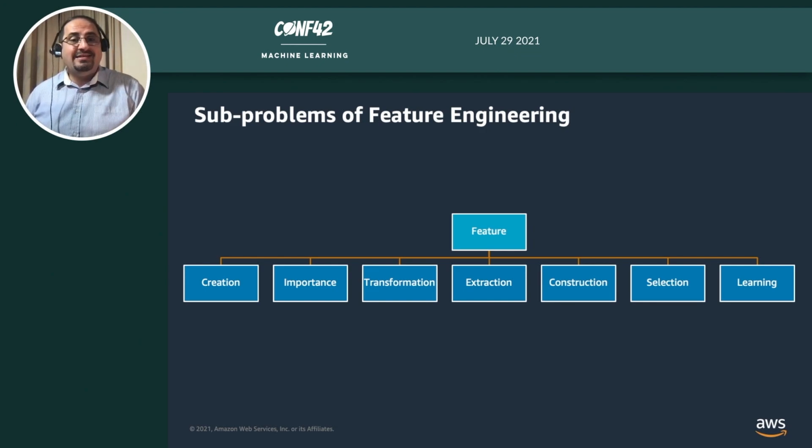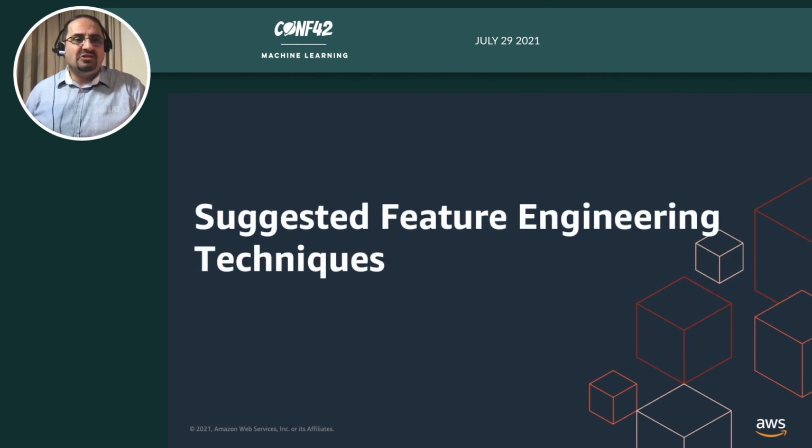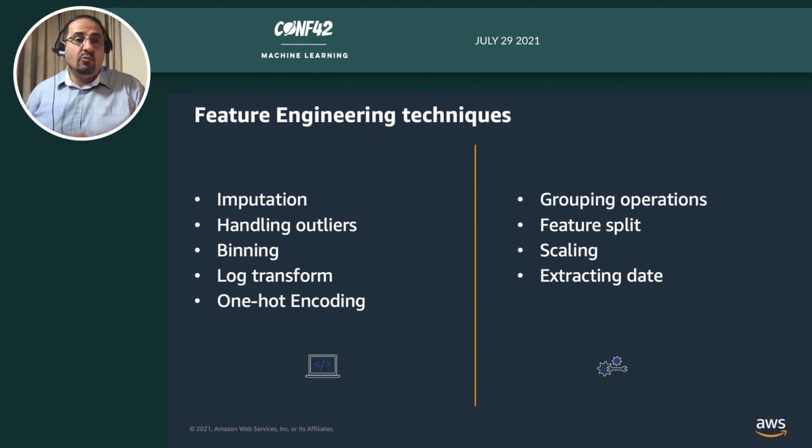While feature selection is the filtering of irrelevant or redundant features from your datasets. This is usually done by observing variance or correlation thresholds to determine which features to remove. So let's discuss now what are the suggested feature engineering techniques. And to do that, we'll introduce the first set of the well-known feature engineering techniques, such as imputation, handling outliers, binning, log transform, one-hot encoding, grouping operations, feature split, scaling, extracting dates. There are other ways for feature engineering, but those are a good and well-known examples of feature engineering techniques.